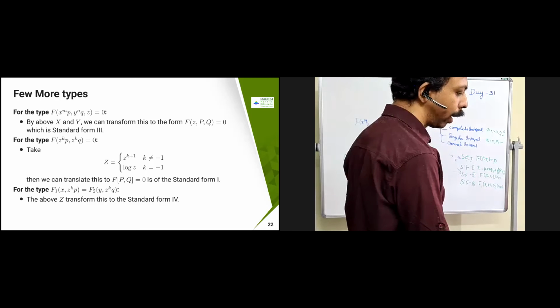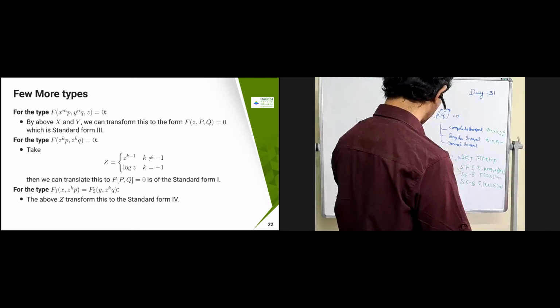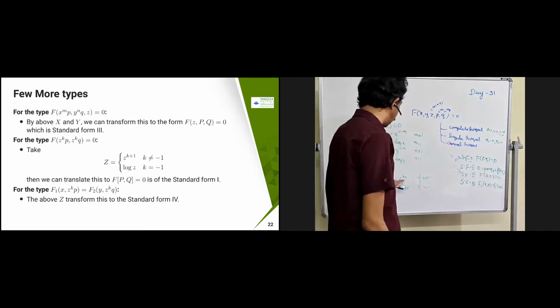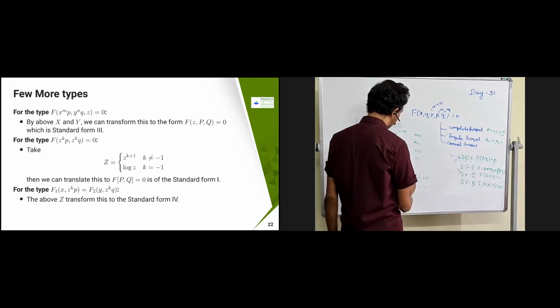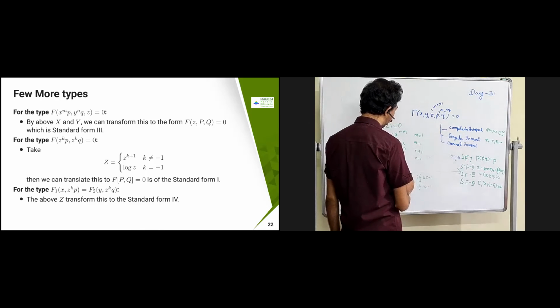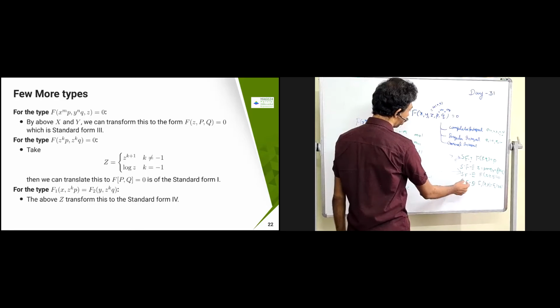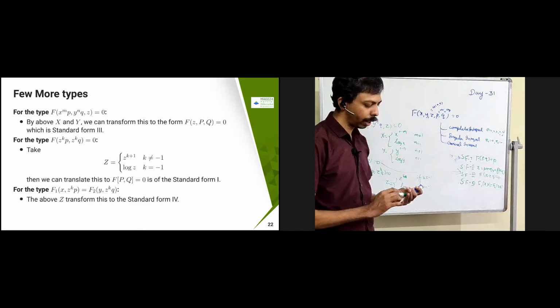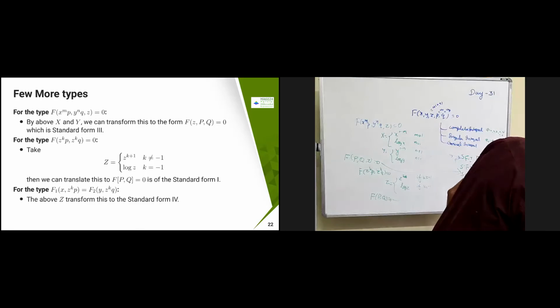on the other side, okay, then once again you can put the same standard transformation, z equal to k plus 1, z power k plus 1. So once again what you are going to do is translate this problem to standard form 4, then once again you can solve it. Okay. Next one, I think almost the last one, I think.